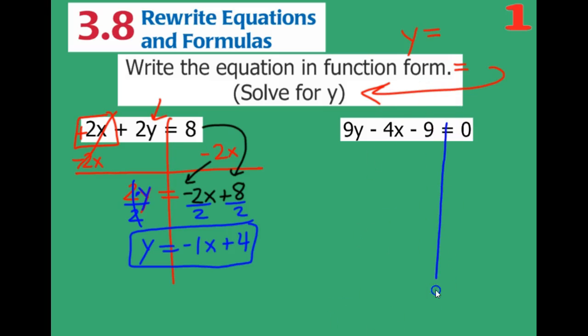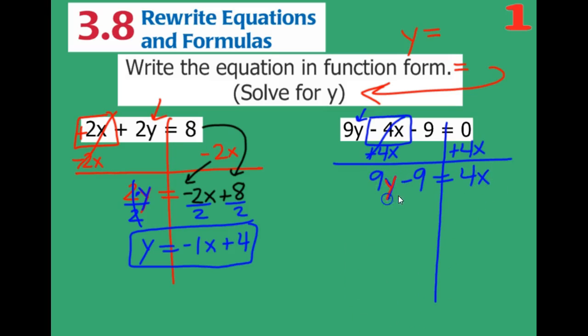We'll do the same thing here. We want to get y all by itself. It doesn't matter which term you move first. This is a negative 4x, so I'm going to move it to the other side by adding 4x. Those make 0. We have 9y minus 9. And 0 plus anything is just that other number there, 4x.